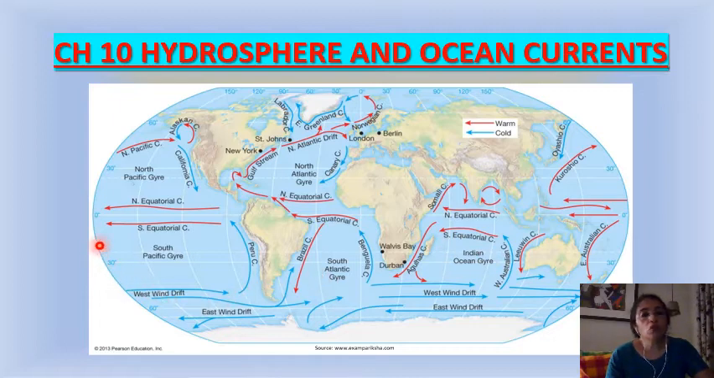If you notice, this water body is much huger than this water body, right? So the Pacific Ocean has a bigger surface area of water for the currents to flow. So let's move ahead and study this chapter together.